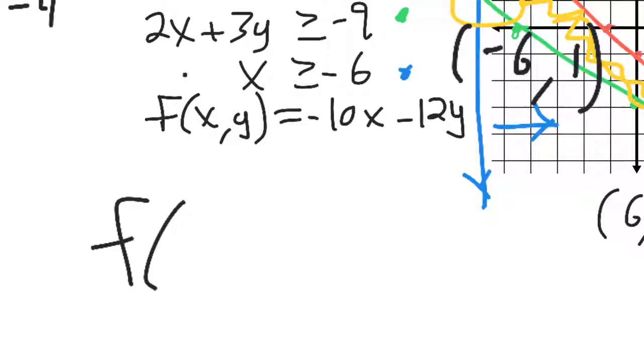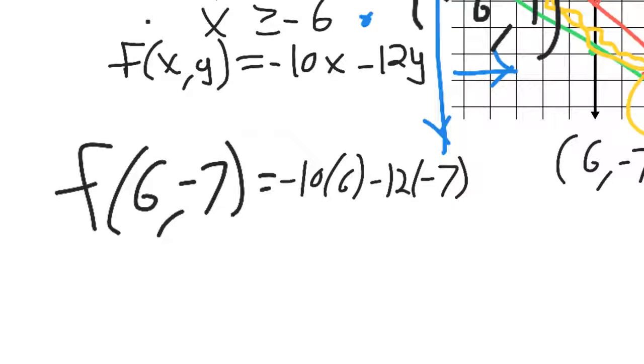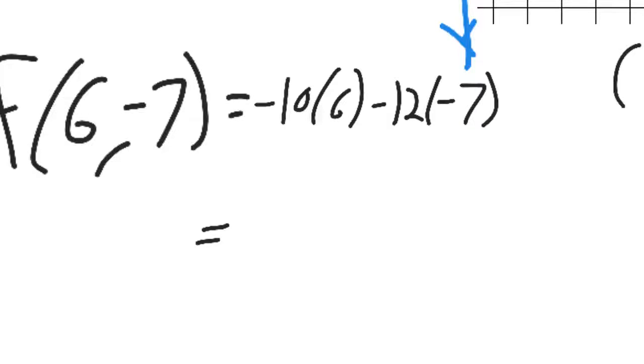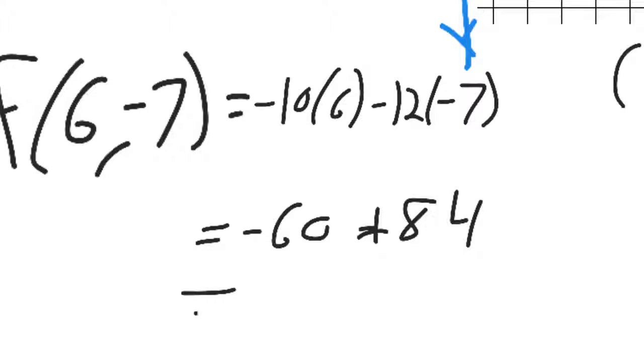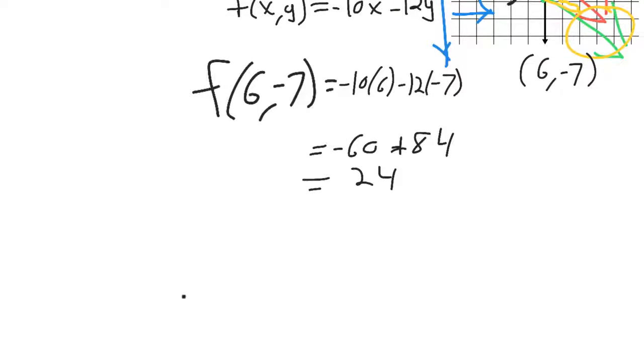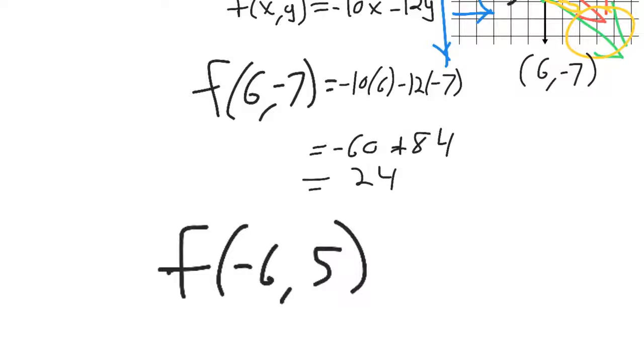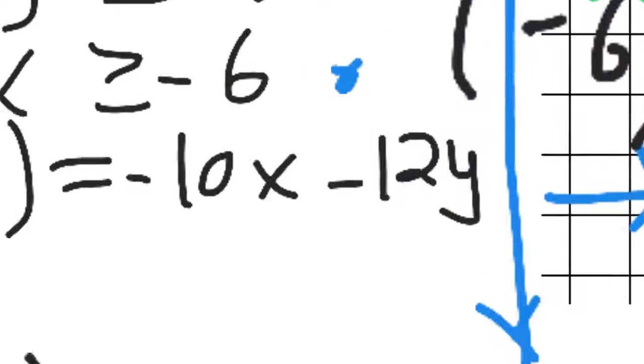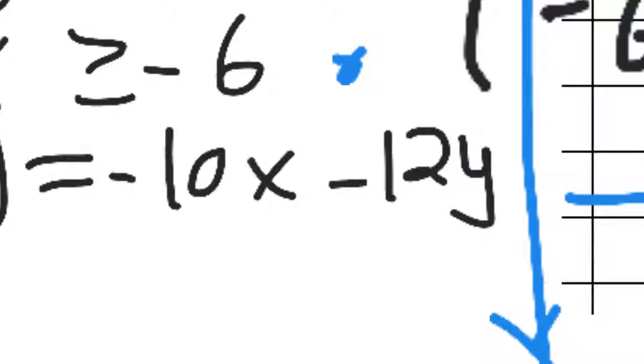So we get 6, -7. Plug that in. Plugged in a 6 for x, a -7 for y. So we get -60, and then -12 times -7 gives us a positive 84. So combine those, you get 24. So that's our first value. Let's plug in the next vertex, -6, 5. If you plug that in, -6 for x here, and then 5 for y.